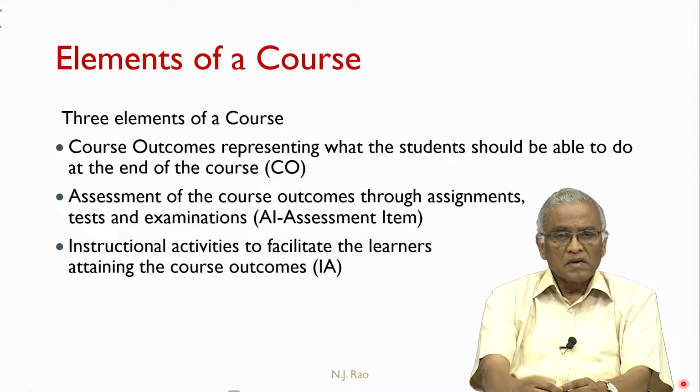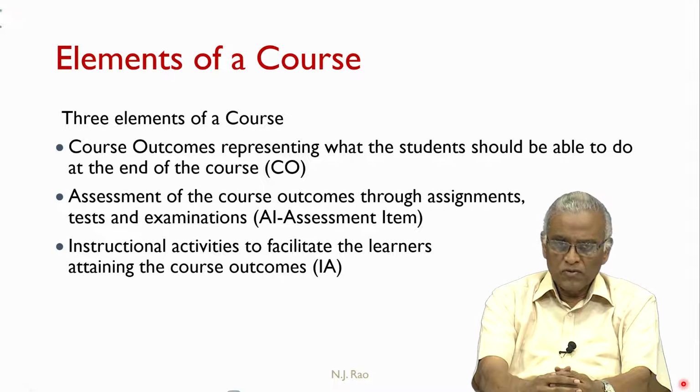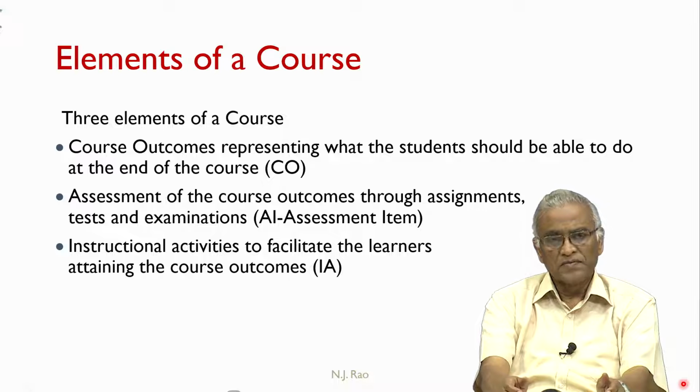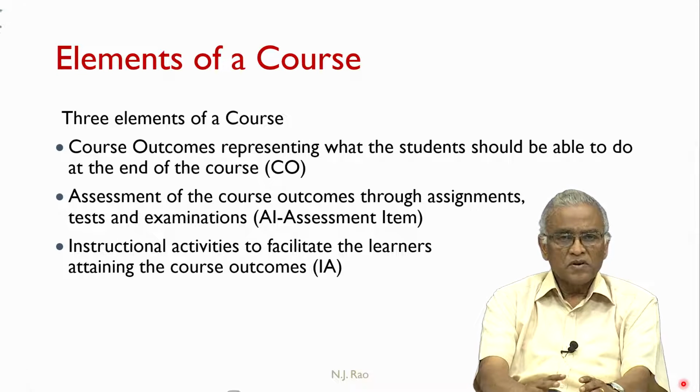And here once again there are 3 elements of a course which we have mentioned earlier. So, course outcomes representing what the student should be able to do at the end of the course, that we call CO. We will come to COs in detail in the next unit. Assessment of the course outcomes through assignments, tests and examinations, right.